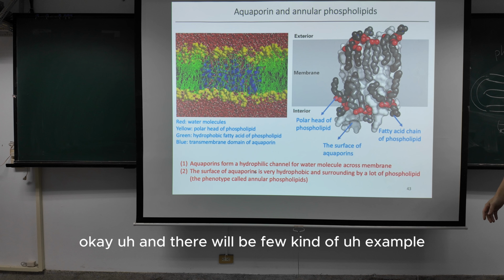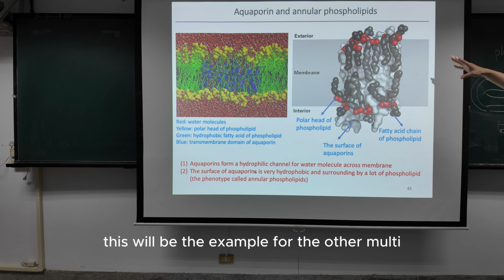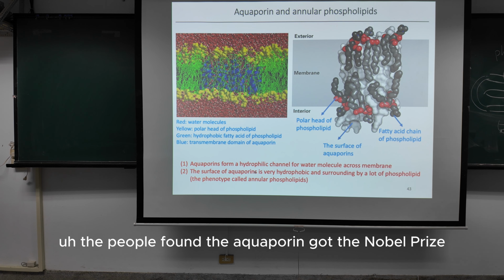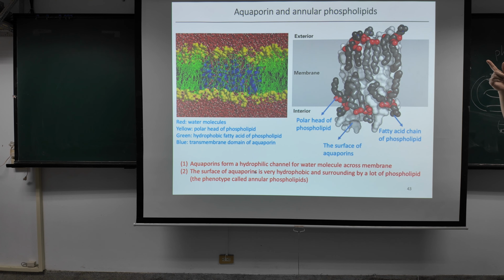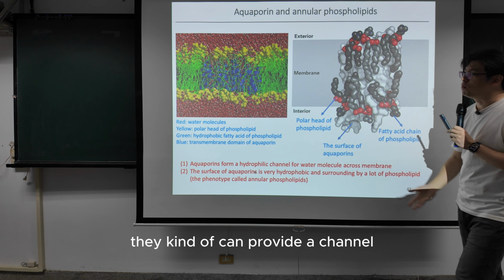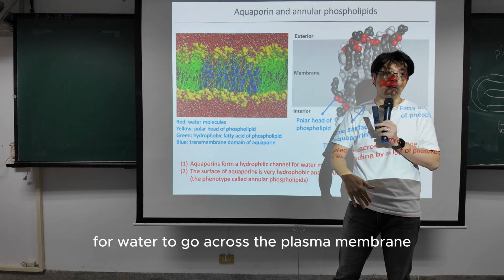And there are a few examples. For example, this will be an example of another multiple transmembrane domain protein. It's aquaporin. The people who found aquaporin got the Nobel Prize, because it's a water channel. It can provide a channel for water to go across the plasma membrane.